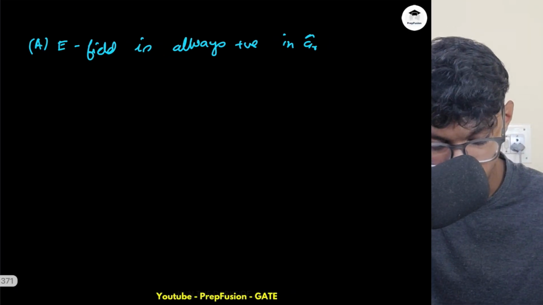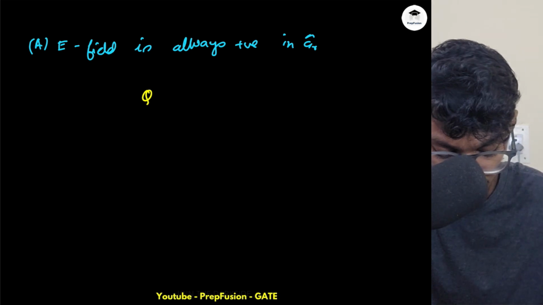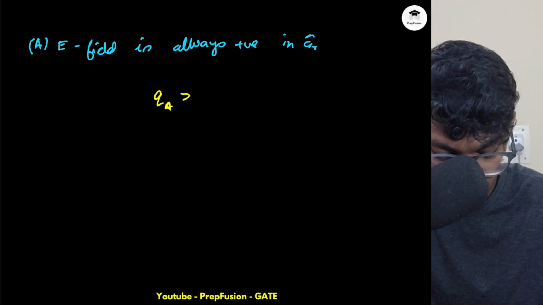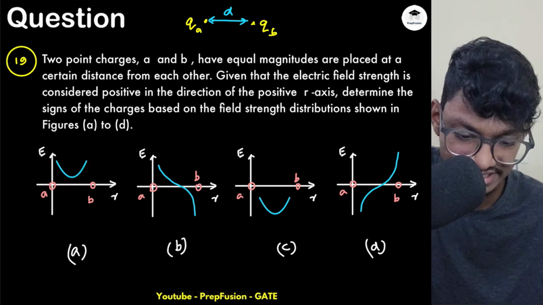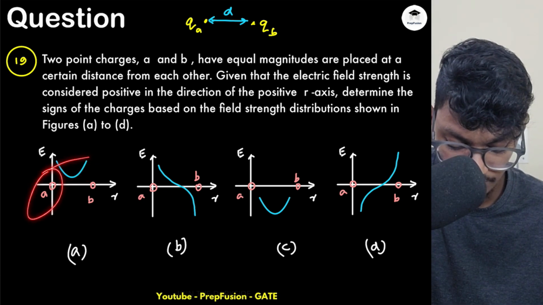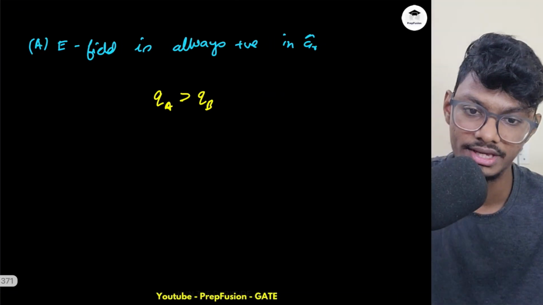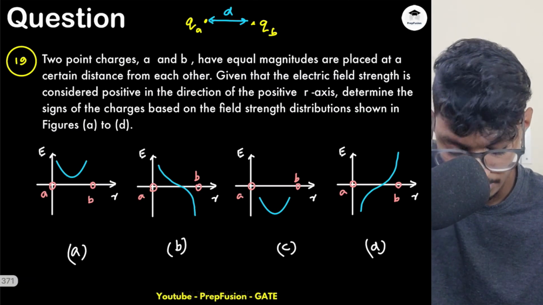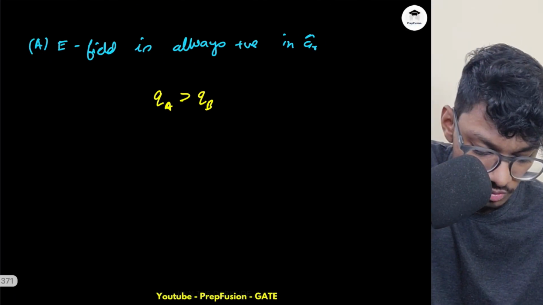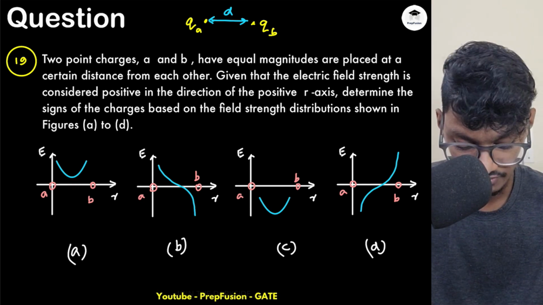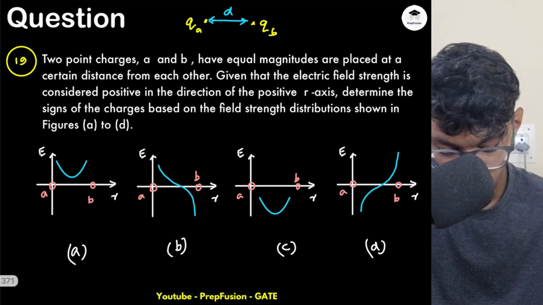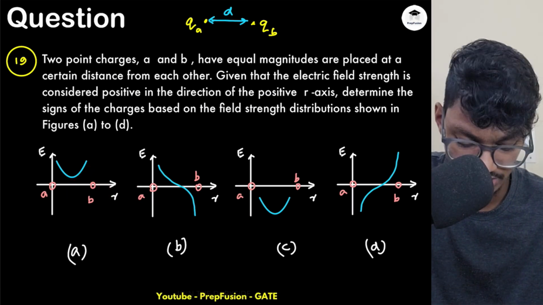Basically, although I cannot directly comment about the signs, what I can comment is, for the case A, QA will be greater than QB. Why? Because electric field is always positive. Now if I assume QA to be positive, then that's done. QB can be negative as well, it doesn't matter. Here electric field is always positive, so let's see what QB has to be.